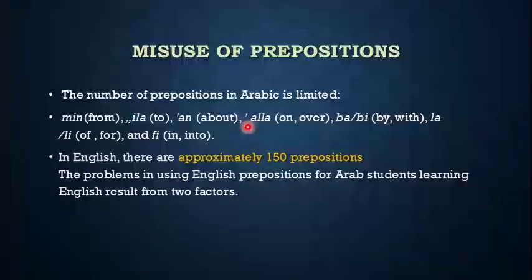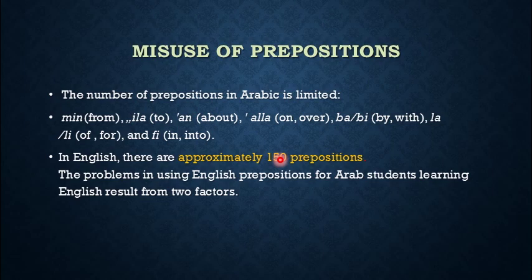In English, look at and concentrate on this number, we have 150 prepositions. So see the difference? Here we have just 1, 2, 3, 4, 5, 6, and 7. So we have only 7 Arabic prepositions compared to 150 prepositions in English. And you can guess at once that this would be much more problematic for Arab learners.